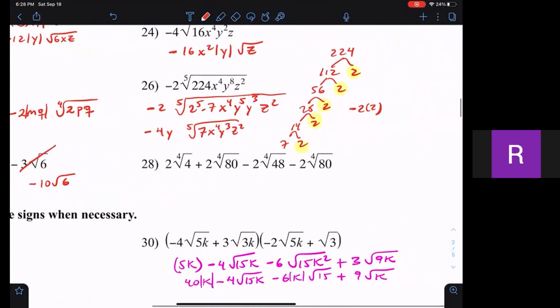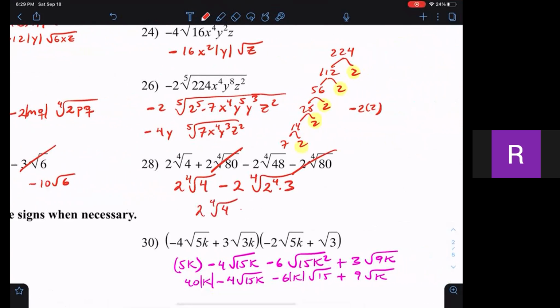This guy. Let's see if something cancels. Hopefully something cancels. Yes, these cancel with this. And then we have these two. So this is 2 fourth root of 48 minus 2 fourth root of 3. 2 to the 4 is 16, right? And 16 times 3 is 48. So that means that this is 2 fourth root of 16 times 3, minus the 2 fourth root of 3. The 2 comes out. So that's going to be 4 fourth root of 3, right?